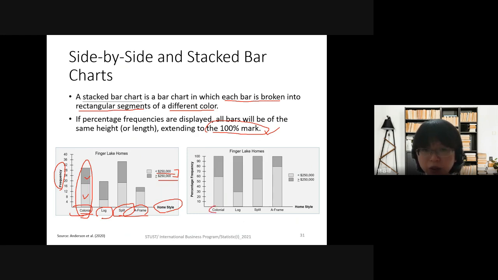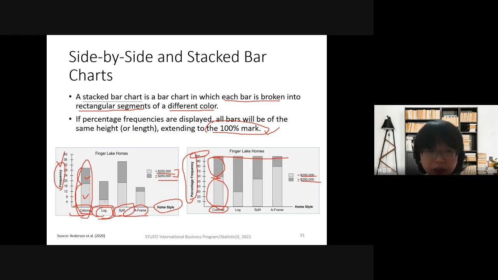For example, the colonial, today this is the frequency, but if I would like to present them by the percentage frequency, you will find every bar finally will get 100, but they may have different percentages in it. For example, here you will find they may have different frequencies, so different percentages will be presented by different prices. And then you will find in the home style, the log one.